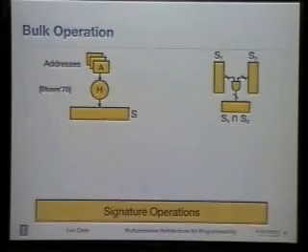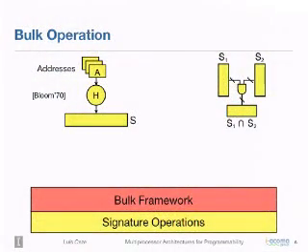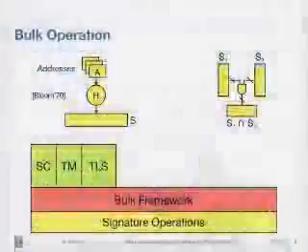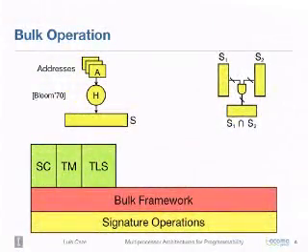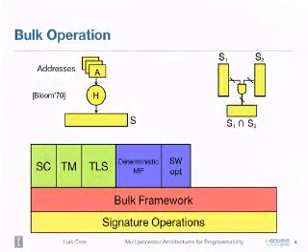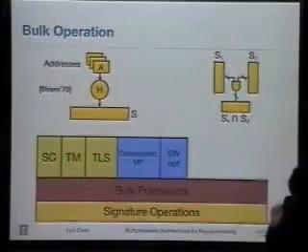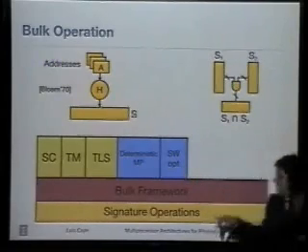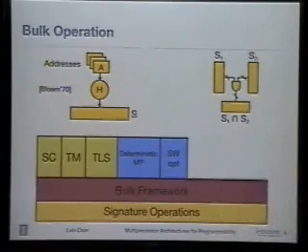Using these signature operations, they form the basis of what I call the bulk framework, which is this set of hardware primitives to operate a group of instructions as a unit. And on top of this framework, I've built support for sequential consistency, transactional memory, and thread-level speculation. I'm currently investigating how to support deterministic re-execution of multiprocessors using the signature operations, and also how to expose these signatures and the operations to the software to allow for very aggressive dynamic optimizations.